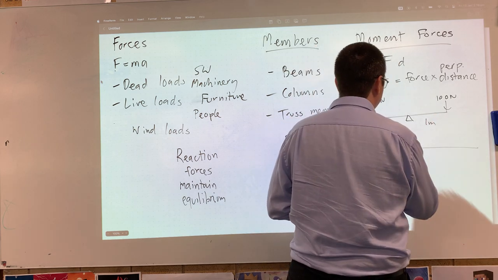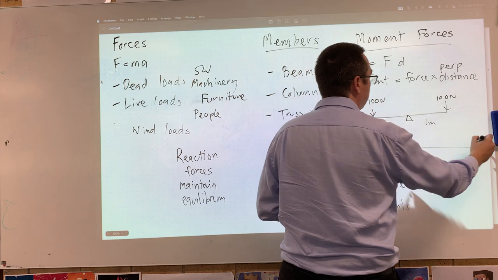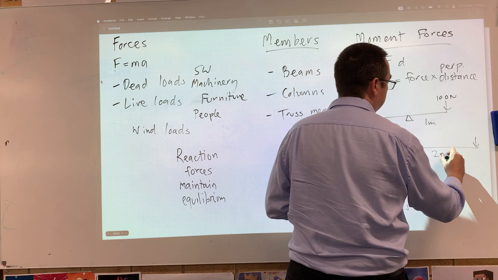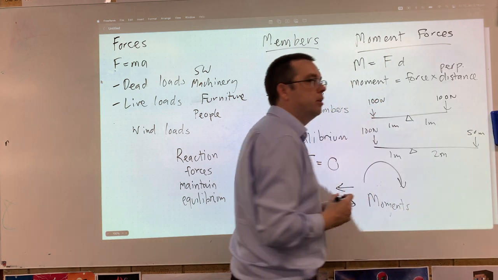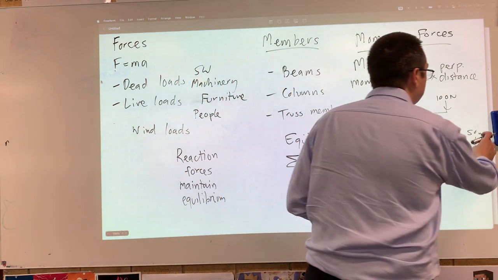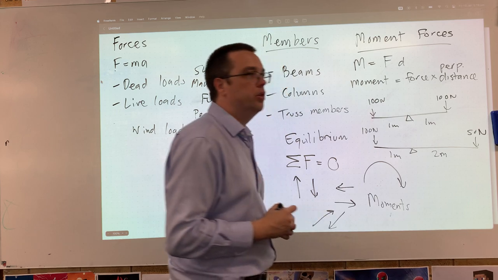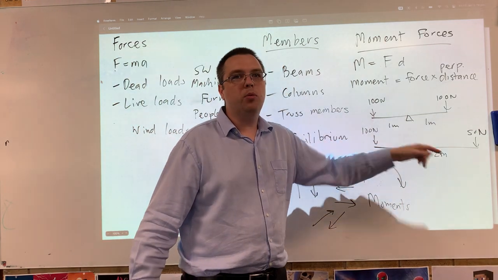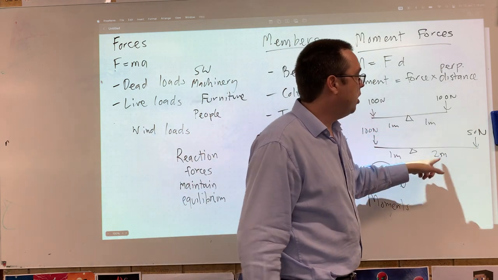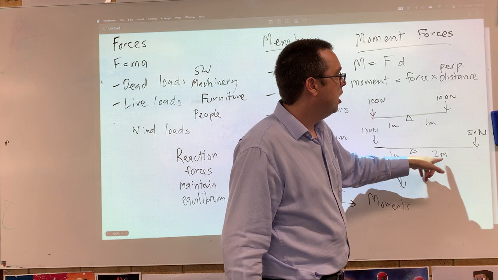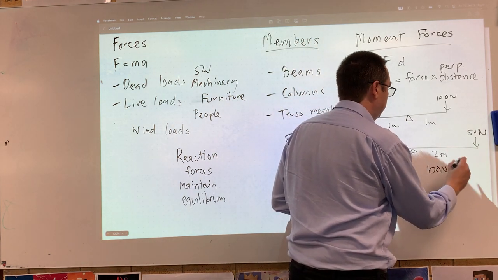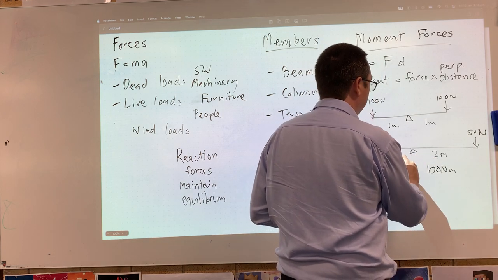But we've already learnt that if we have 1 meter and 2 meters, we can get away with half. We can balance this seesaw with half the force, half the weight, if we double the arm. The reason for that is because the moment, the force multiplied by the perpendicular distance, equals 100 newton meters, and this also equals 100 newton meters.